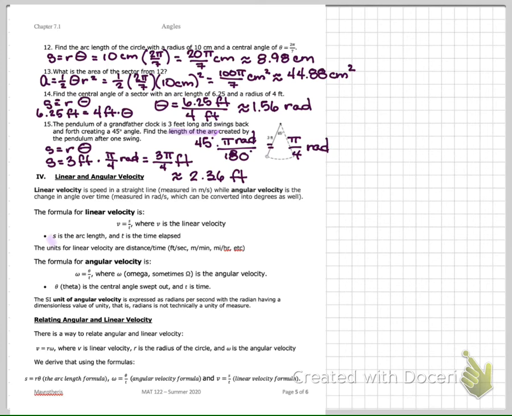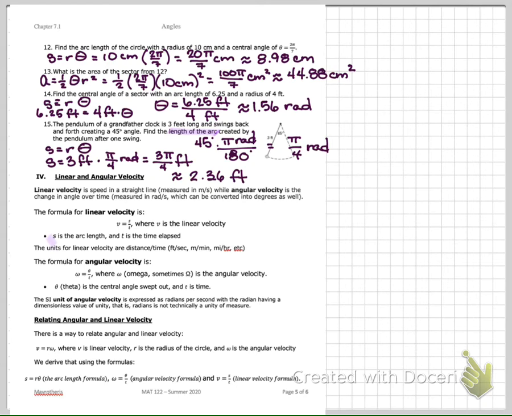Okay. The rest of this page are the formulas for linear and angular velocity. You'll notice that sometimes it says speed, sometimes it says velocity. Those are fundamentally the same thing. The only difference between speed and velocity, speed is always positive. Velocity could be positive or negative. It indicates direction as well.